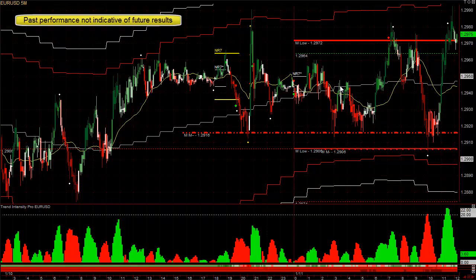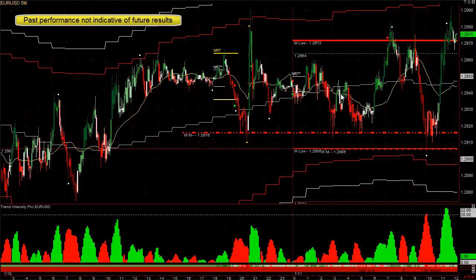You might have shorted again here when it came back up and tested the hourly, didn't go above it, and the market pulls back 10 pips. That's more than enough to move your stop to break even, and it didn't go back above this high, so sometimes you have to get back in. The market went down again, double bottomed here with almost no weakness. That's a pretty big sign the market doesn't want to go down, so you might want to wait and see what happens on the upside.